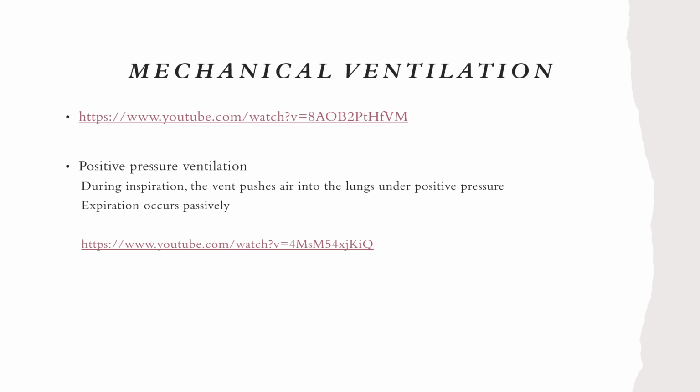So mechanical ventilation is positive pressure ventilation. What happens once the patient has an airway and has an ET tube? During inspiration, the vent is going to push air into the lungs under positive pressure, and then expiration occurs passively. Okay, so the whole intubation process, we try to do this before it's an emergent situation because we want this to be as controlled as possible.